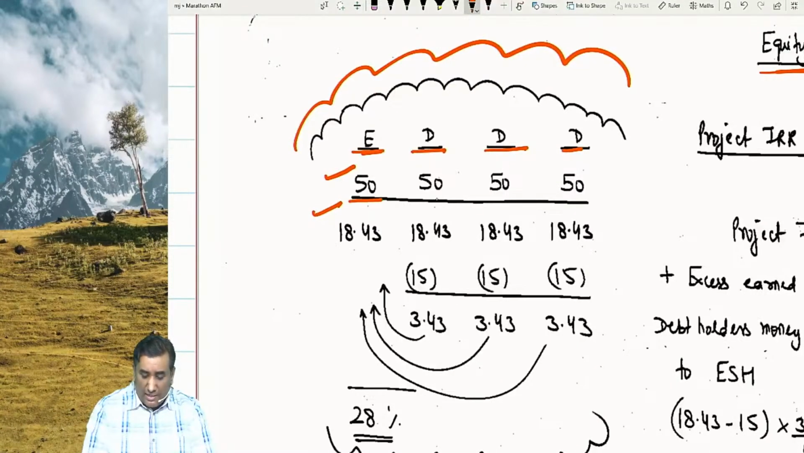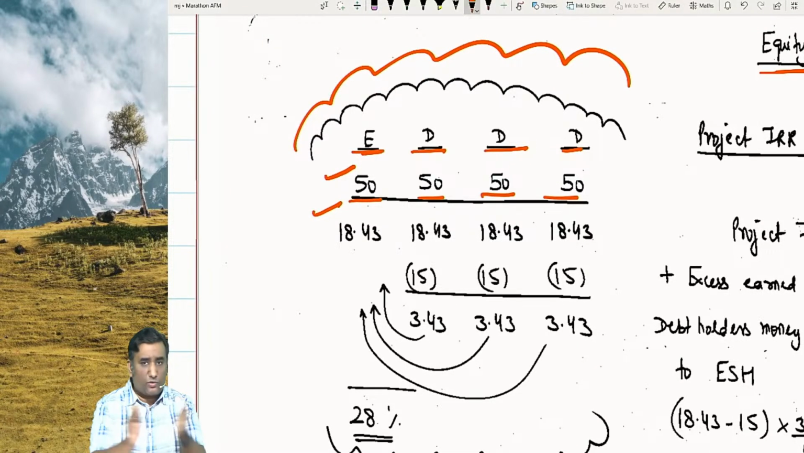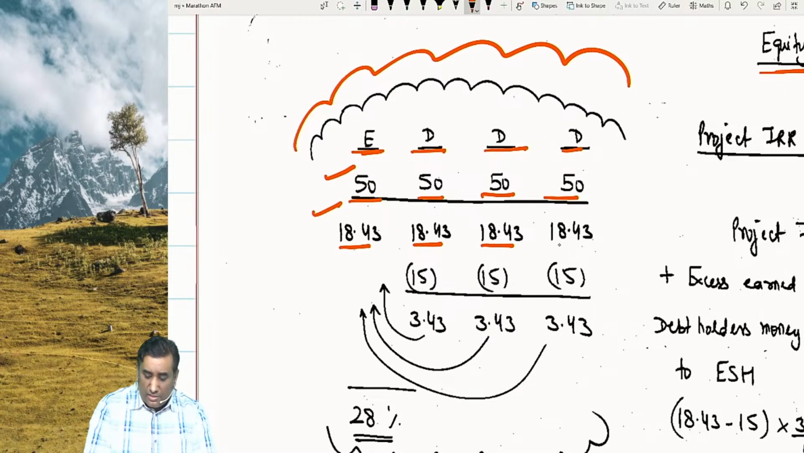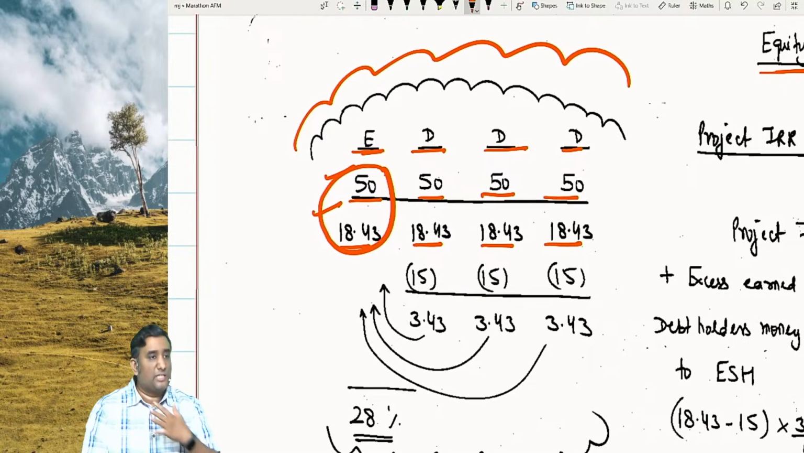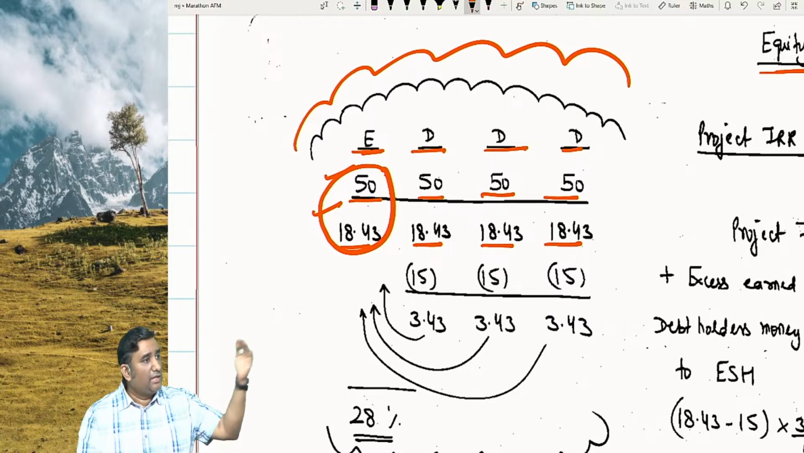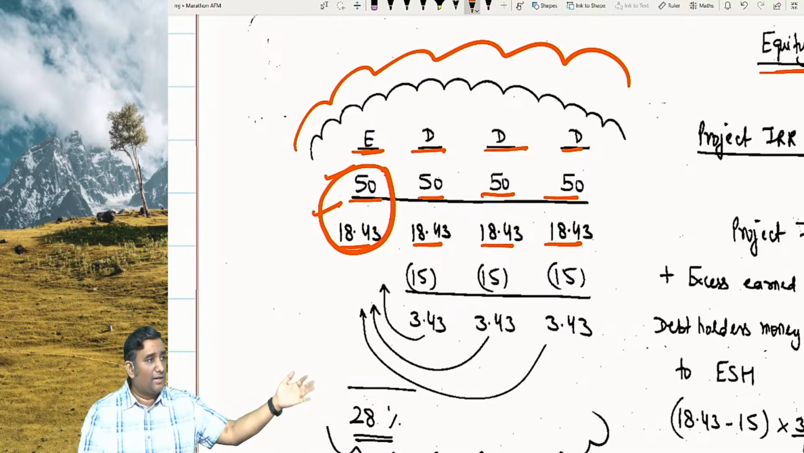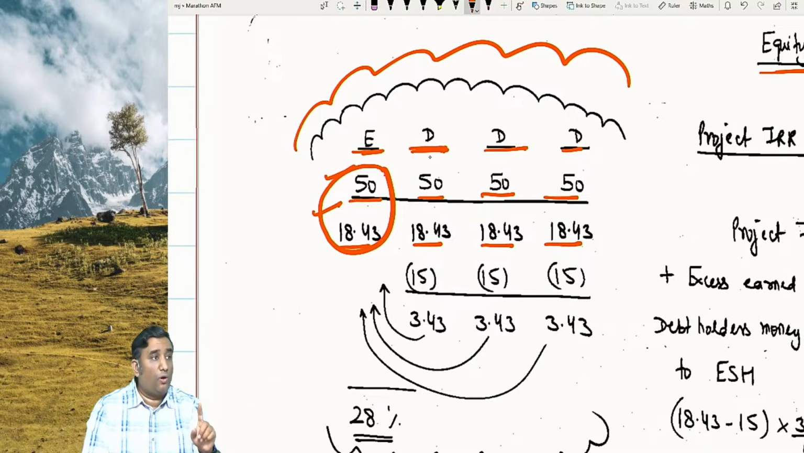What I have done in the rough work to show is, equity 50, debt 50, debt 50, debt 50, equally divided. I have said all of them are earning how much? 18.43. Whatever is earned on the equity is mine. This example I do at the inter level also, but not by IRR, but by the normal leverage method. If you are not able to recollect, on the debt holders' money I earned how much? 18.43. How much interest am I paying them?